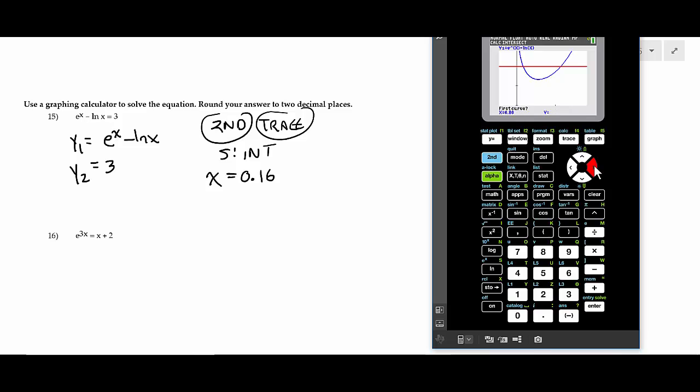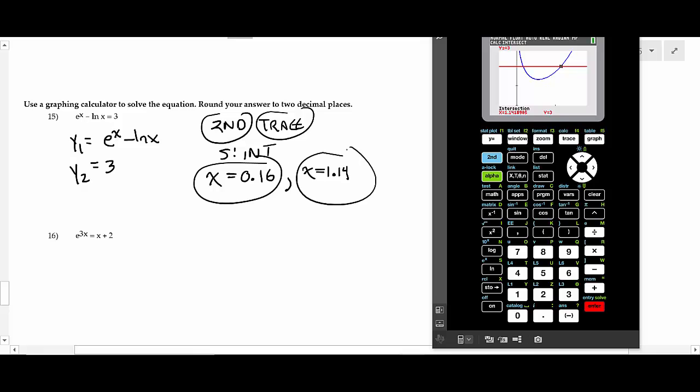Okay, and then once you press enter on that, the other cursor will come up. Okay, so that comes up, press enter again. It says guess, press enter again. You're going to know you're doing it right because it's going to blink on that intersection point. So the second intersection point is x equals 1.14. Okay, so those would be the solutions of that equation. So that's how you do that.